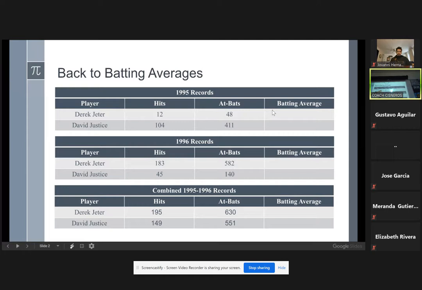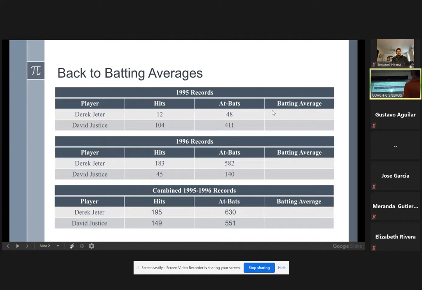Two different scenarios, though. Derek Jeter in 1995 was a rookie. He was just starting out. He didn't even start the year with them; he got called up mid-year. That's why his at-bats are kind of low compared to Justice. David Justice, on the other hand, was at the end of his baseball career. He was winding down, just past his prime, and he retired after the 1996 season. Derek Jeter obviously had a really good season that year, his second year in the majors. And we kind of know what happened after that.